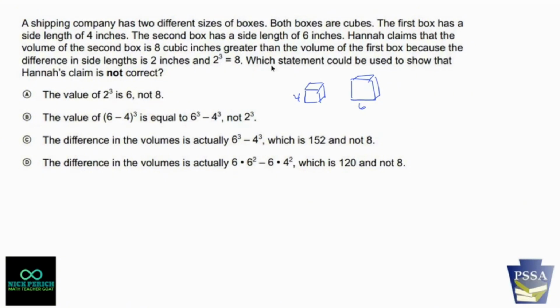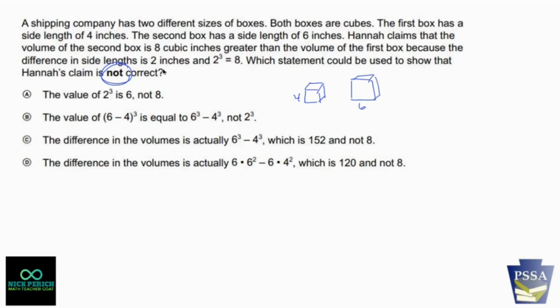volume of the first box because the difference of the side lengths is 2 inches, and 2 to the third power equals 8. Which statement could be used to show that Hannah's claim is not correct? Well, what's going to happen here is the volume of each box should be determined individually by raising each side length to the power of 3.